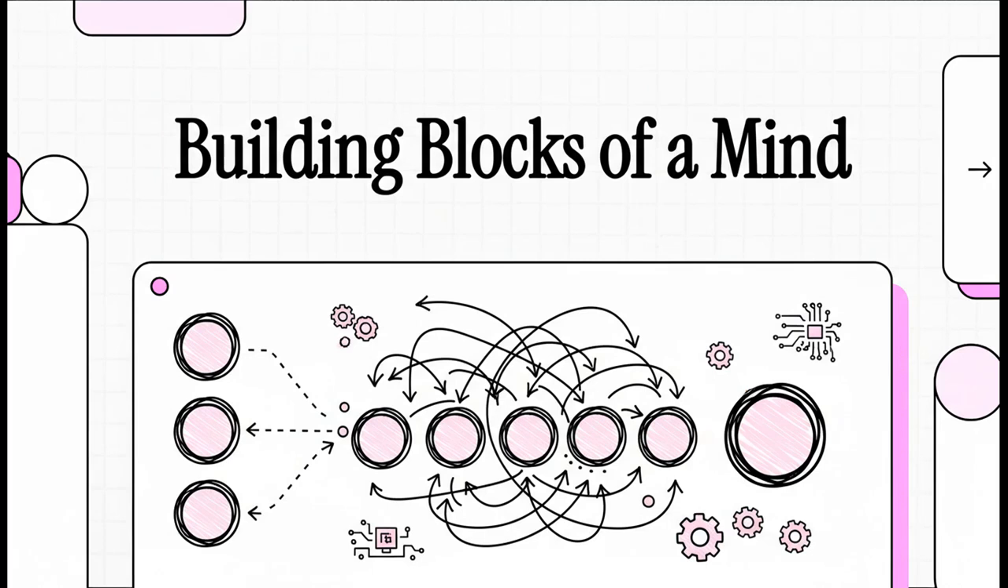Have you ever wondered how your phone knows it's you, or how an AI can just dream up a piece of art out of thin air? Well, the magic behind all of that is something called an artificial neural network. And today we're going to build one from the ground up, piece by piece, to really understand how a machine can actually learn to think.